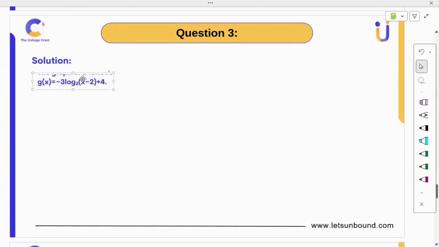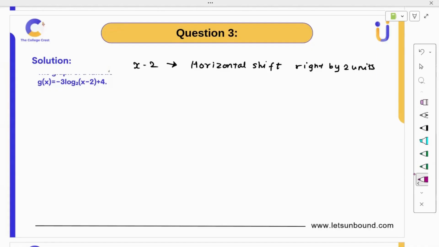Okay, g of x is negative 3 log 2, x minus 2, plus 4. Actually, transformation, right? So log 2 x is what we all have. x minus 2 means what? It's a horizontal shift, correct? And which direction? So this x minus 2 says horizontal shift right by 2 units.